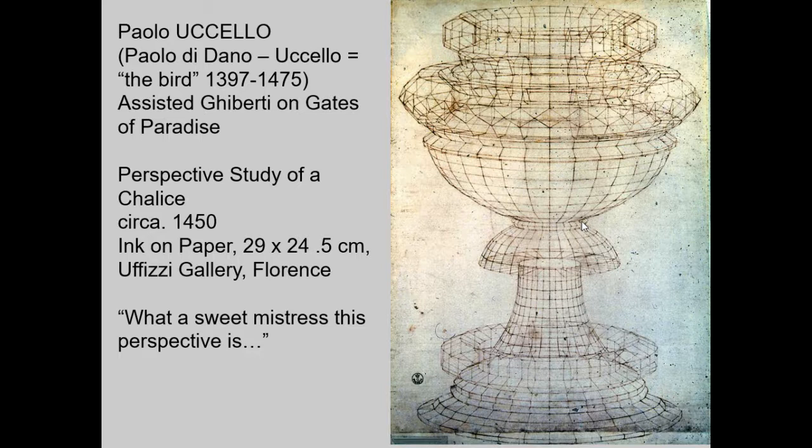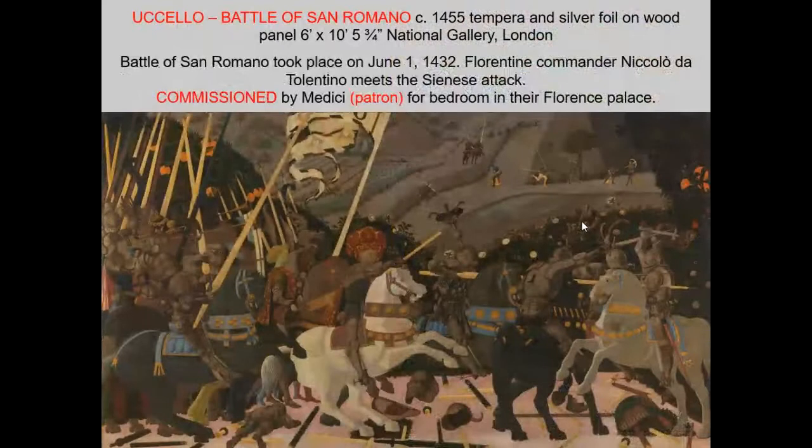It almost looks like a wireframe model from a computer-generated image. So we know that Uccello's personal goal in his art was to achieve this level of perfection in the illusion of space. He finds ways of exploring that idea even in work that is commissioned by his clients.